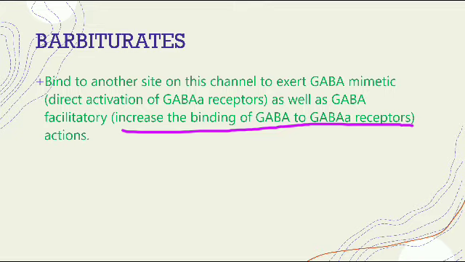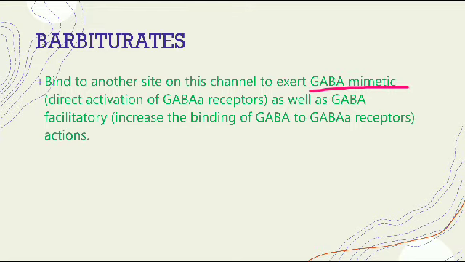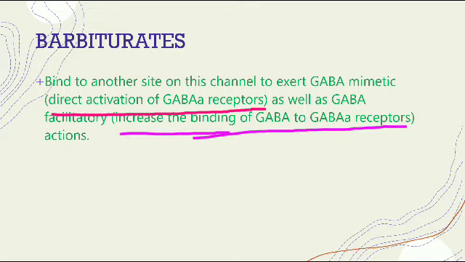GABA A receptors. And the second action is GABA mimetic. Mimetic is like it is mimicking GABA. That is, it leads to direct activation of GABA A receptors. So facilitatory, it pushes the GABA to go to GABA receptors, and GABA mimetic is like it causes a direct activation of GABA A receptors.